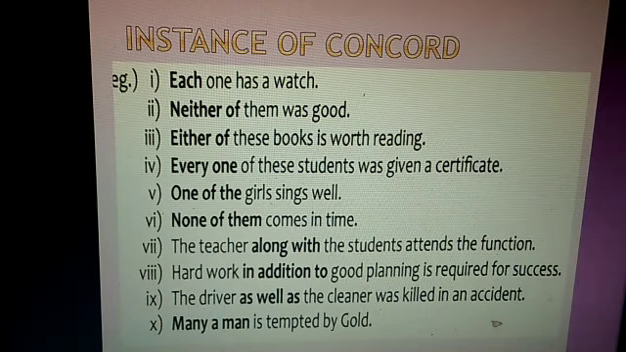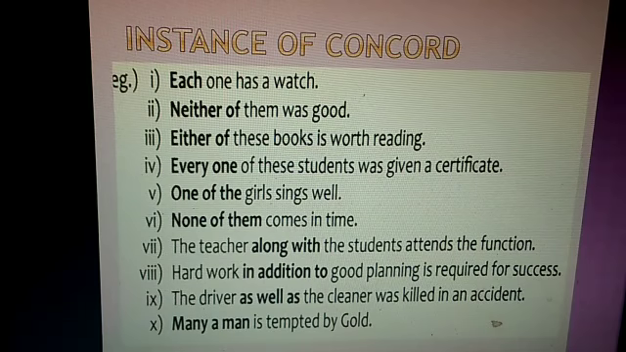Seventh one, the teacher along with the students attends the function. So along with the students, it becomes a single unit. The teacher, it's a group, no? So attends, singular verb. Eighth one, hard work in addition to good planning is required for success.